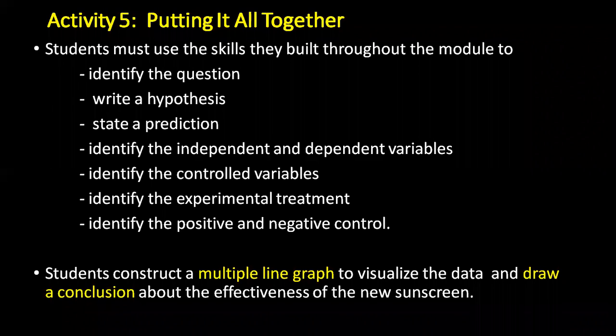With this scenario in mind, students used the skills they built throughout the module to identify the question, write a hypothesis, state a prediction, identify the independent and dependent variables, and all of the controlled variables in the experiment. They have to identify which treatment of lotion is the experimental treatment and which is the positive and negative control. Then, using the data, students construct a graph that best visualizes the data and draw conclusions about the effectiveness of the new sunscreen versus the one currently in use.